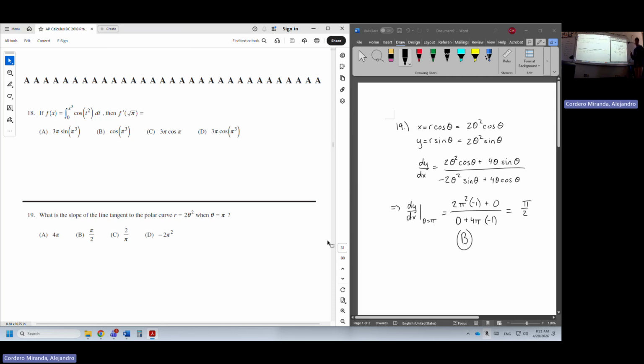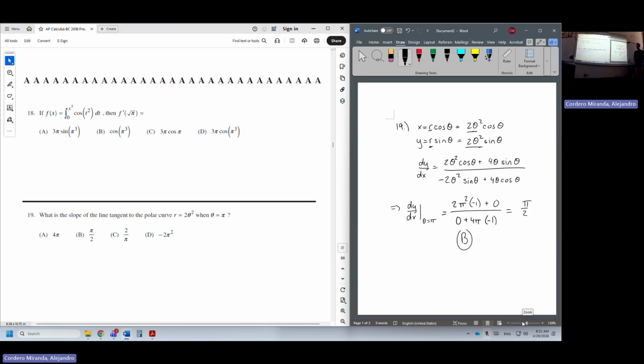Okay, this one has been months since you've seen it, and depending on how much homework you did, you might have not practiced this very much. But if you see slope of a tangent line, or slope of anything, that's always rise over run, so you should be thinking change in y over change in x. And you have to remember for polar curves, y is always equal to r times sine, and x is always equal to r times cosine. And in this case, r is that whole function.